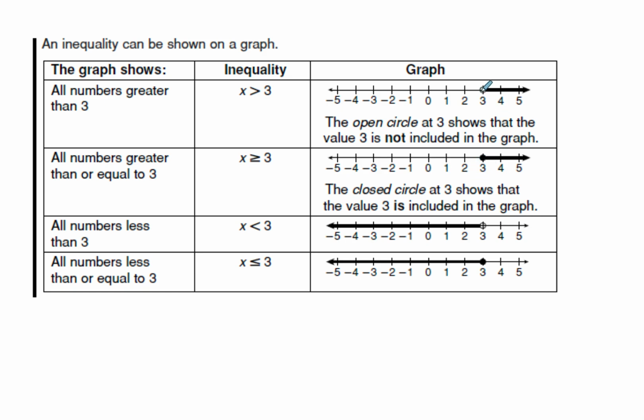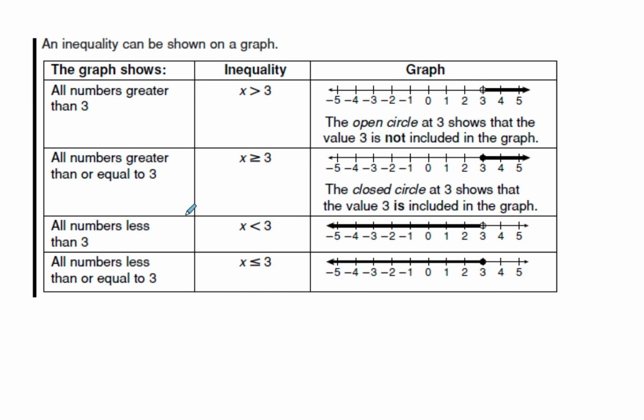You have an open circle on the 3 that shows the value 3 is not included in the graph. 3 is not greater than 3. And then the shaded numbers to the right are ones that would be solutions for x is greater than 3. If I took 4 and I put it back in, 4 is greater than 3. That's true. If I put 5 in for x, 5 is greater than 3. That's true. So you're shading in the parts of the number line that would make the inequality true.